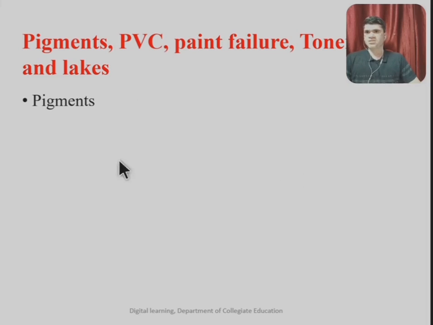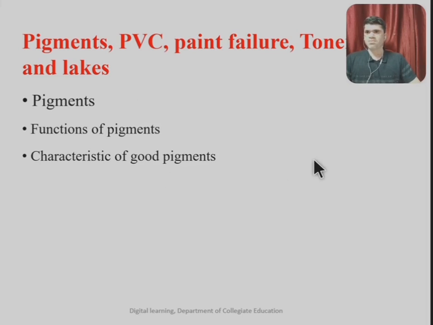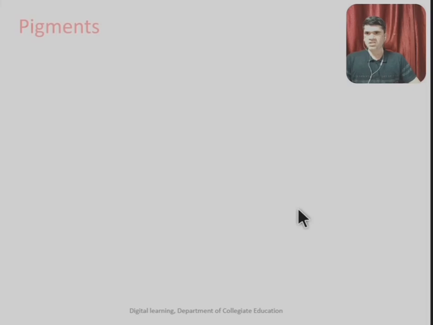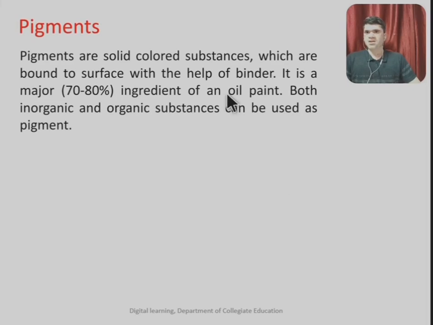The topics of this session are pigments, function of pigment, characteristics of a good pigment, pigment volume concentration, paint failure, toners and lakes. So let us start with pigments. Pigments are solid colored substances which are bound to the surface with the help of a binder. It is the major ingredient, that is, 70 to 80% of a paint constitutes pigment. In an oil paint, both inorganic and organic substances can be used as pigment.